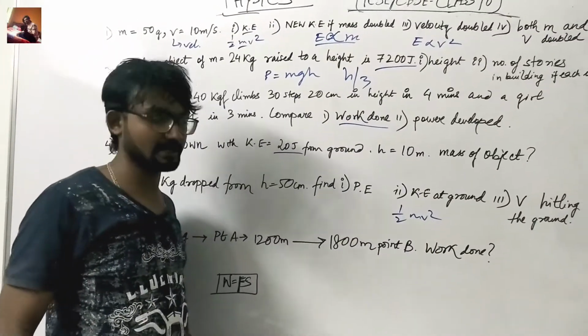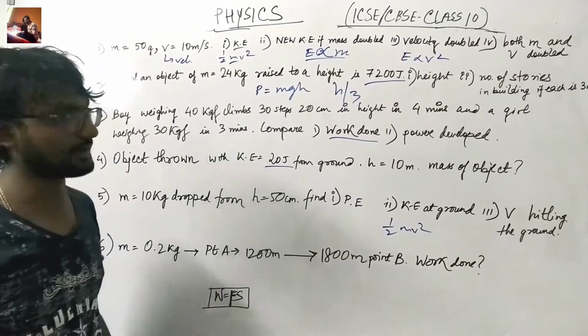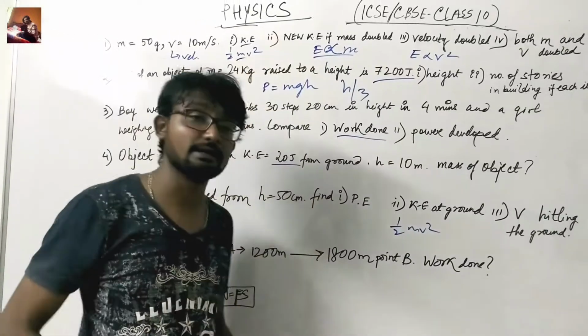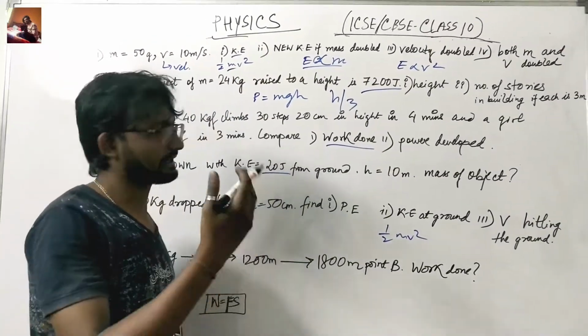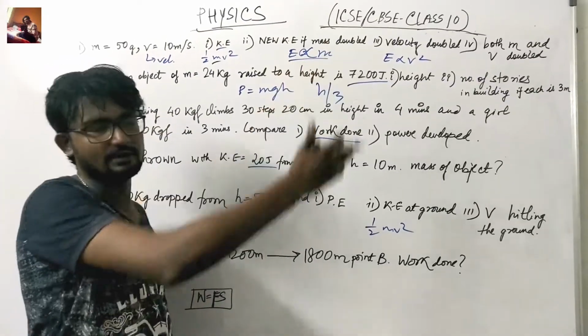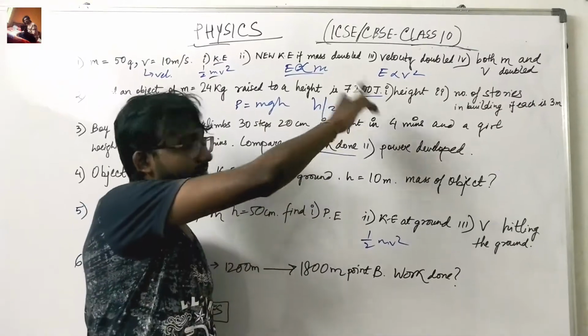If mass is being doubled, you apply the formula half mv square, so the mass is 50 gram and the mass is now being doubled. You can again use the same formula, half into mv square. Same goes for velocity doubled. So velocity over here is doubled, and you have to apply the same formula.